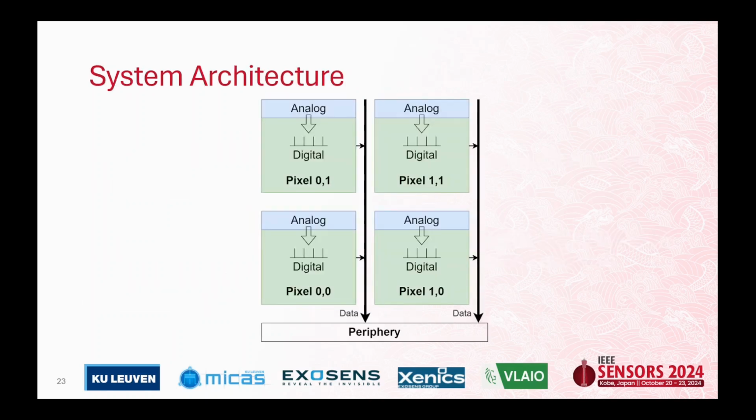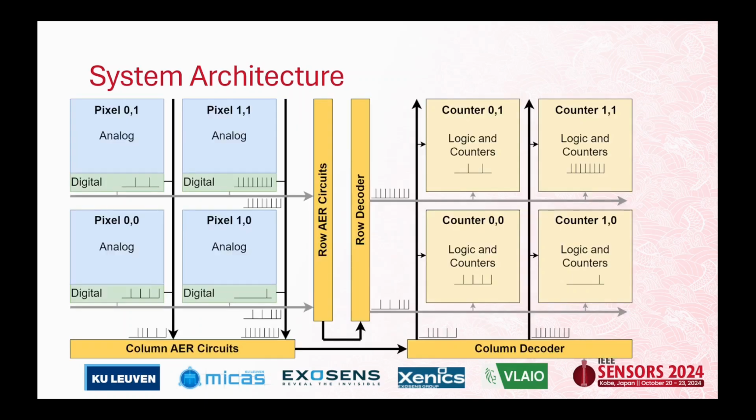From this kind of system architecture, which has 20% analog, 80% digital, and all of your counters and logic inside the pixel, we change that such that all the logic and the counters are in the periphery of the pixel array. Yes, they are not physically inside the pixel, but virtually they are still inside the pixel, right? But now you were able to save area for your analog.